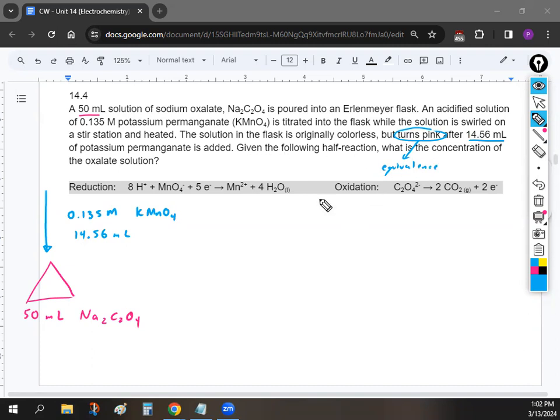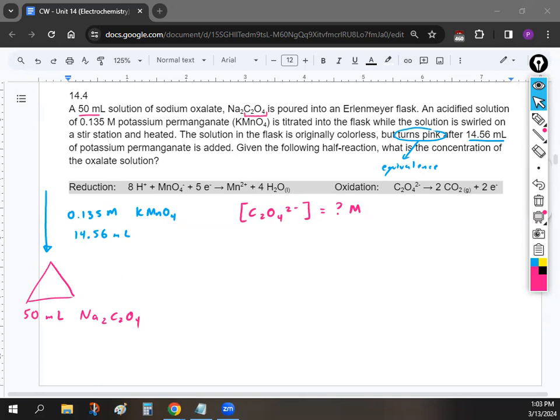And then it's asking you, what is the concentration of the oxalate solution? So basically, the question here is asking, what is the concentration of oxalate? It's going to be C2O4 2-. That's what you're looking for, the concentration of C2O4 2-. So that's what you are trying to figure out. Any questions on the setup, the scenario, what's going on? I know it's a lot of text, but that's why I like drawing these pictures. It makes it very easy for us to see what's going on.